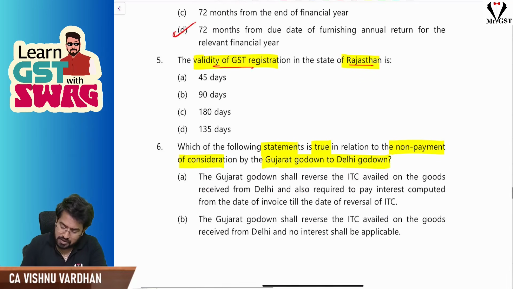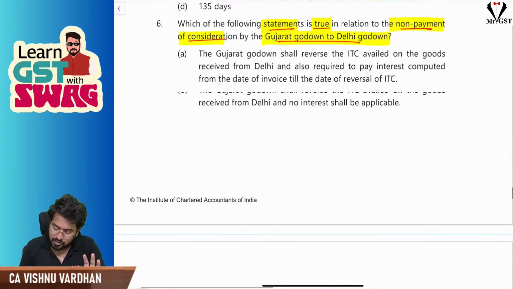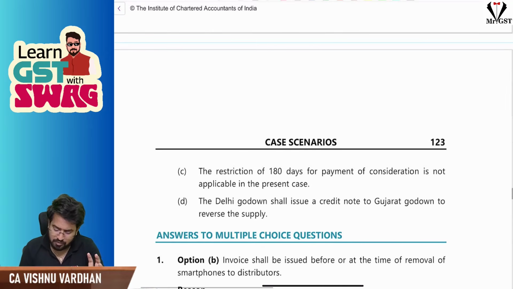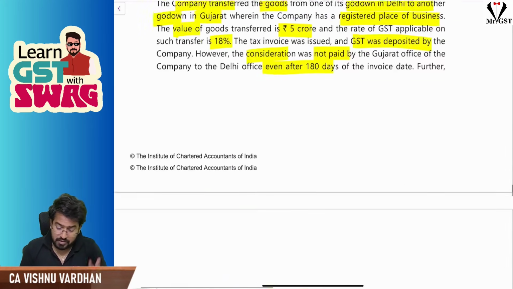Validity of GST registration in Rajasthan. Which statement is true with respect to non-payment of consideration by Gujarat godown to Delhi godown? When you see this type of question, obviously this is regarding the 180 days concept. By reading the options itself, you can say the 180 days restriction is not applicable for cases that are without consideration. As you know, the restriction of 180 days for non-payment of consideration is not applicable in this present case. So without even reading the case study, we have answered two questions here.